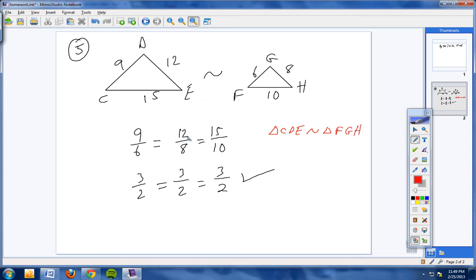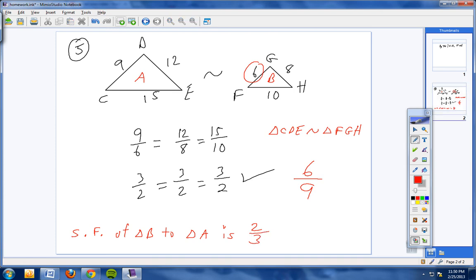Now they want us to find the scale factor of triangle B to triangle A. If you're looking at your book, that's triangle B and this is triangle A. Of B means you start with B, pick a side. I'll pick this side, 6 over, and because it said B to A, A goes on the bottom. What side goes with 6? 9 does. So 6 over 9, reduce that and you get 2/3. So the scale factor of triangle B to triangle A is 2/3.